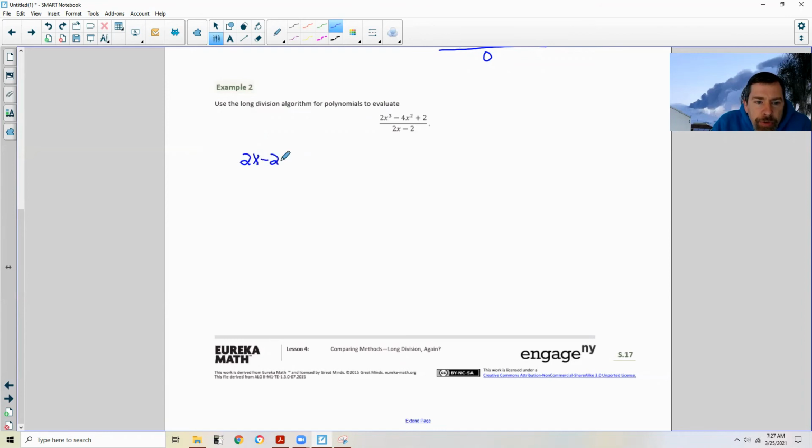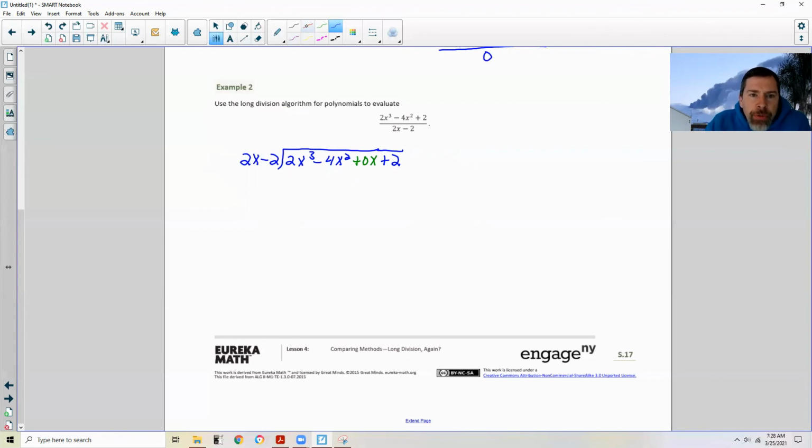2x minus 2. And then we write this long division bar, and we write 2x cubed minus 4x squared. I'm changing the color here. I'm skipping the linear term, so I'm going to put plus 0x right here. And then I'm going to put plus 2 on the end. All righty. I need it to go from a power of 3 to a power of 2 to a power of 1 to a power of 0, because I'm going to have to bring this down and combine it with the other part of my difference.